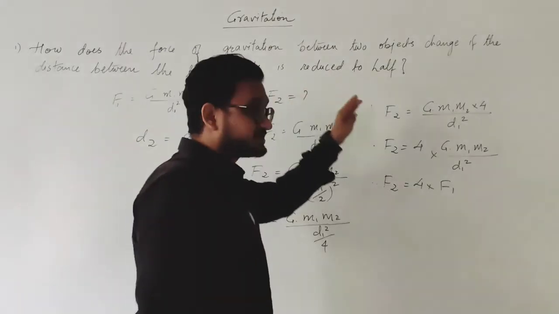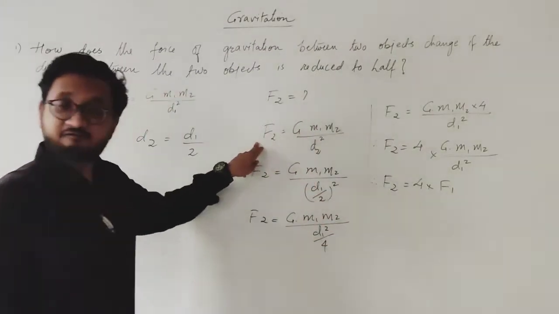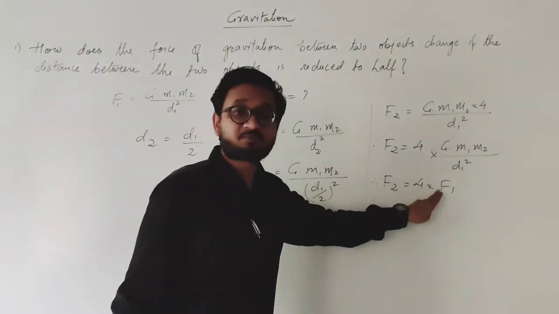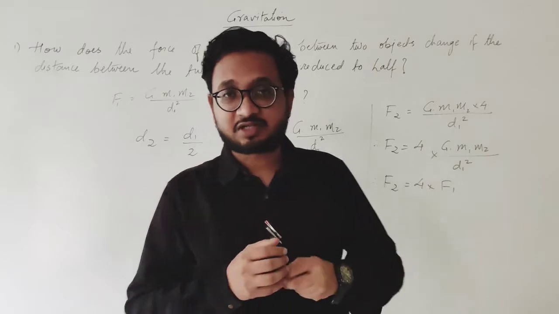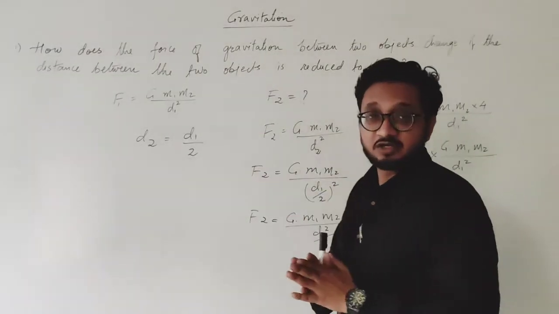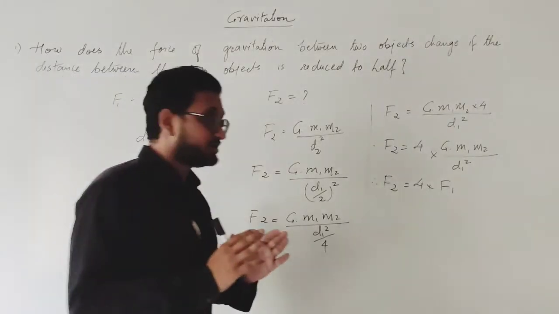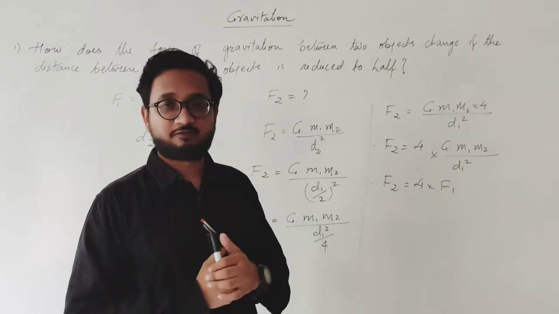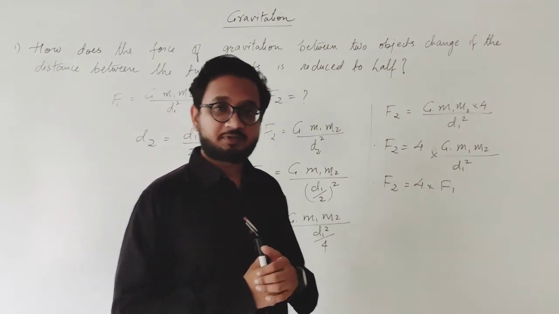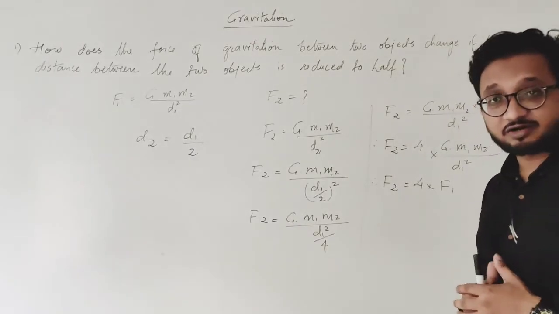So if the distance is reduced to half, the new force F2 will be 4 times more than the original force F1. Very simple numericals, you just have to substitute the values. Because the distance is reduced to half, the new force will become 4 times more than the original force. I hope it is clear to you, students. I'll give you a time to observe and you can write it in the notebooks.